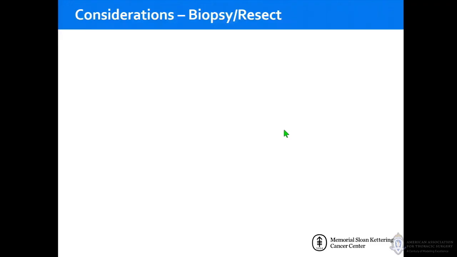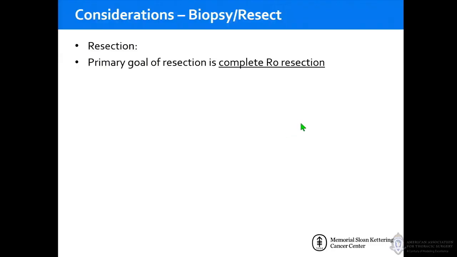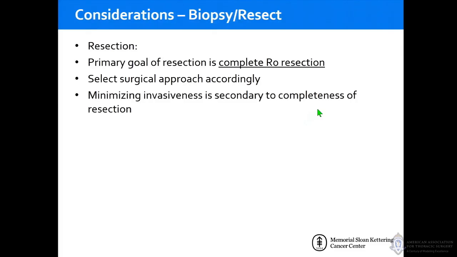So the considerations for how you decide to biopsy and resect are severalfold. Obviously, if you're going to resect, the primary goal of resection is complete R0 resection. That is the main goal, the only goal, I would say. So you need to select your surgical approach accordingly. Minimizing invasiveness is really secondary to the completeness of resection. That may be different in different surgeons' hands, but again, if you're going to resect, the goal is complete R0 resection. On the other hand, if you choose to biopsy, the whole goal is diagnosis, however it takes to make sure you get the diagnosis on the first shot.